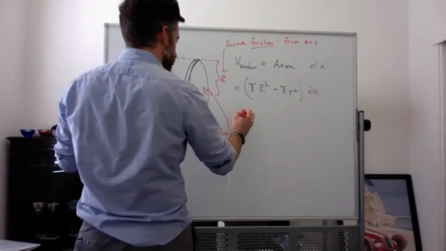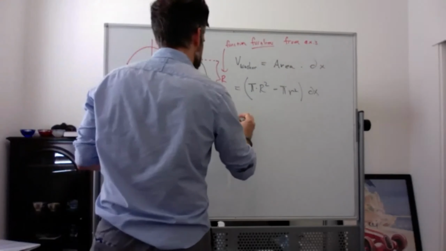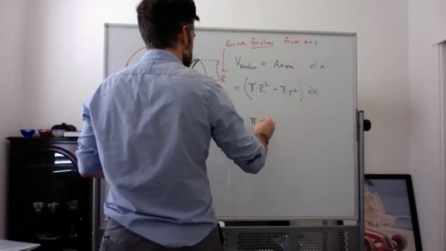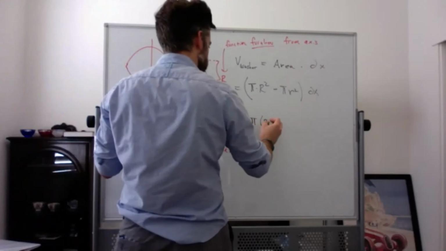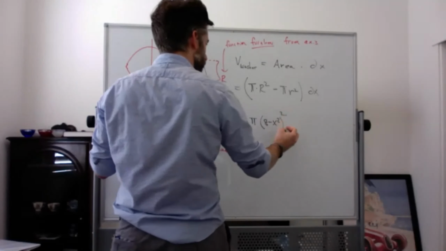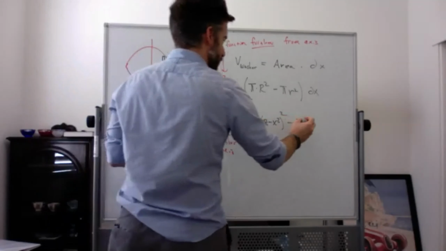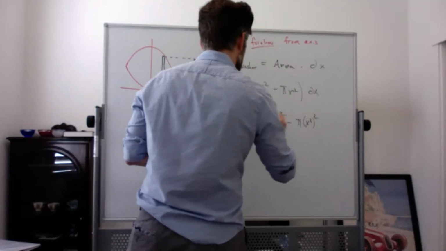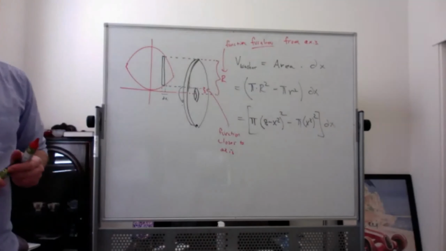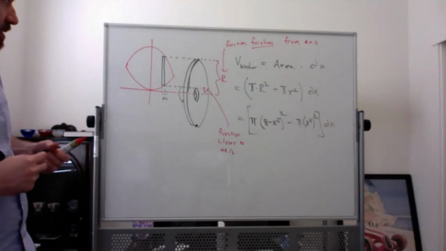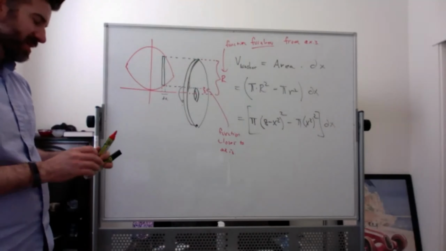So in this case, my function further from the axis of rotation was 8 minus x squared, and my function closer to the axis of rotation was just x squared. So that is the volume of this washer, this small slice of the entire thing.